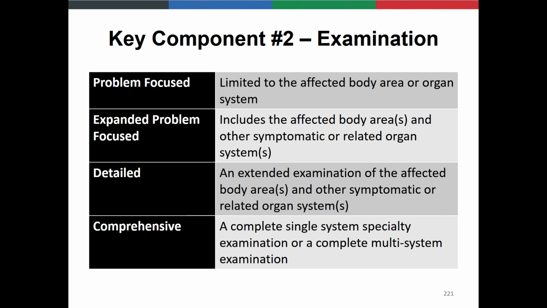So for example, if you're a cardiologist, okay, you can do a comprehensive exam even though you're dealing mainly with the heart and the lungs. It's just that the exam is going to be much more detailed. It may encompass different types of tests and different types of evaluations of that patient's condition that would contribute to it being a single system specialty exam like heart and lungs that a cardiologist might do, or a complete multi-system exam that an internal medicine doctor might do, where they're just checking everything from top to bottom. Okay, so that's the second key component.